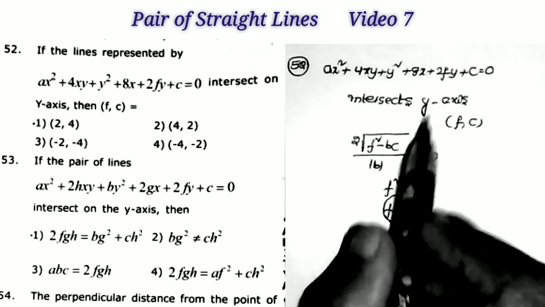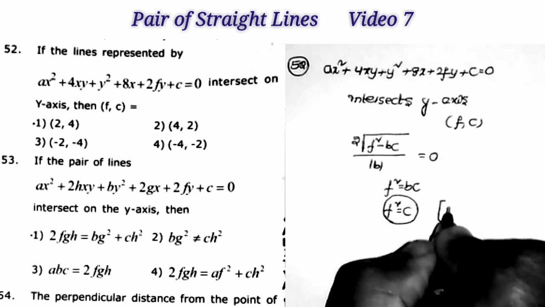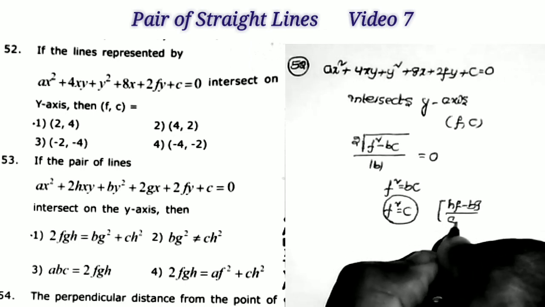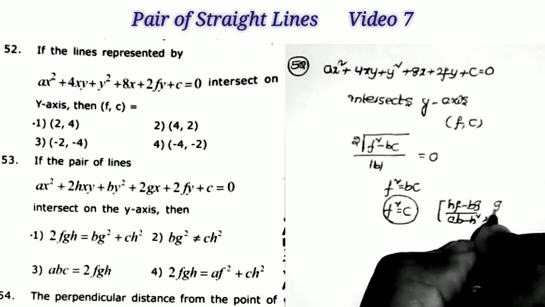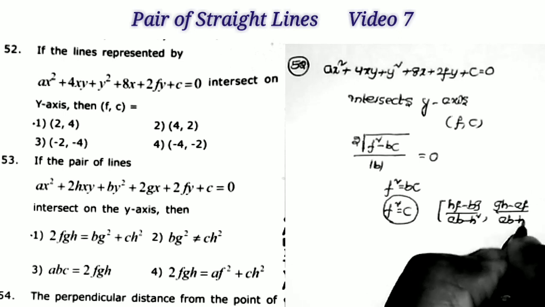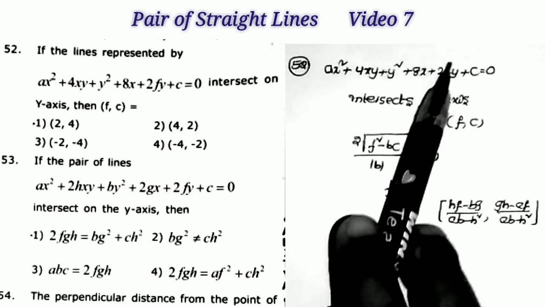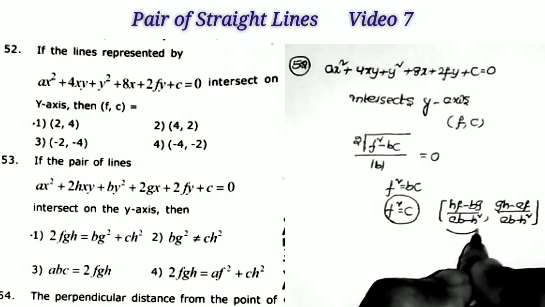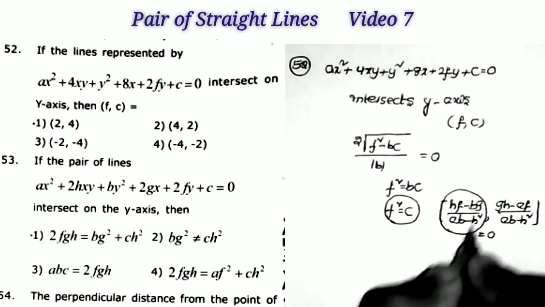And also, intersects on the y-axis means in the point of intersection, x coordinate is equal to 0. What is the point of intersection of the lines represented by the pair of straight lines? hf minus bg by ab minus h square comma gh minus af by ab minus h square. This is the point of intersection of the lines. The lines intersect on the y-axis, that is x coordinate is equal to 0. This value is equal to 0.